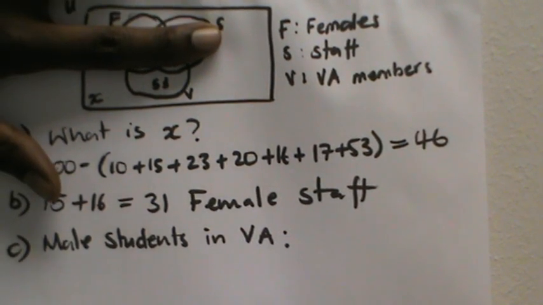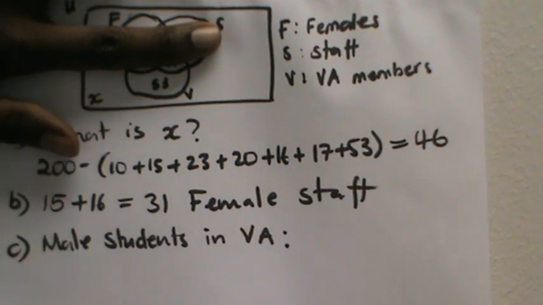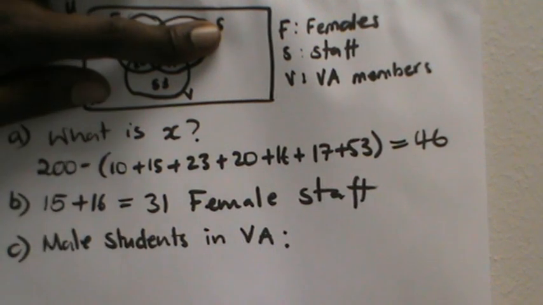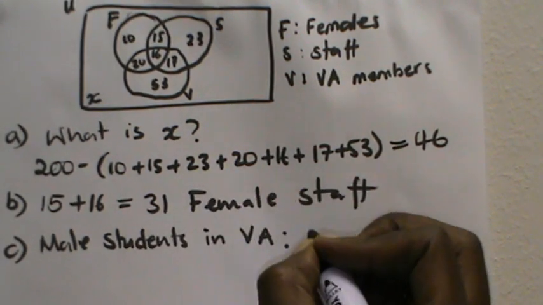Now we also want them to be part of Virgin Active, so they must be inside the Virgin Active circle. So this X is gone, and what are we left with? We are left with 53. So the answer is 53.